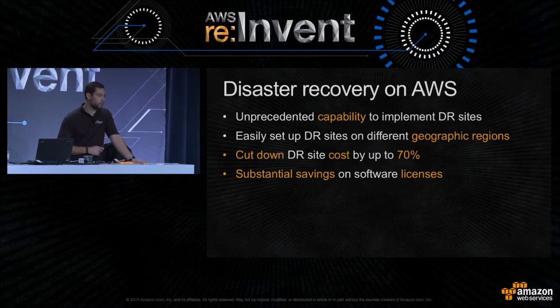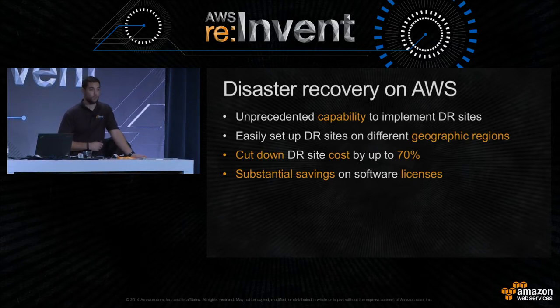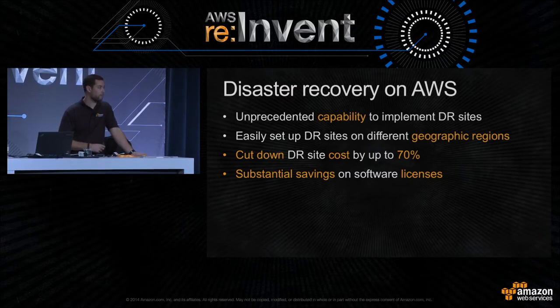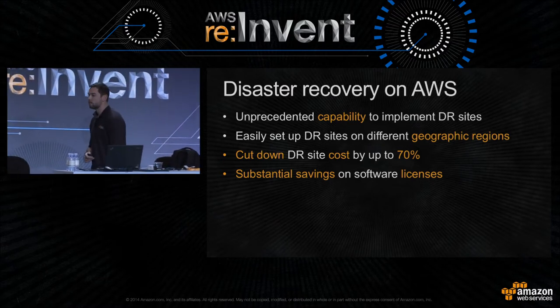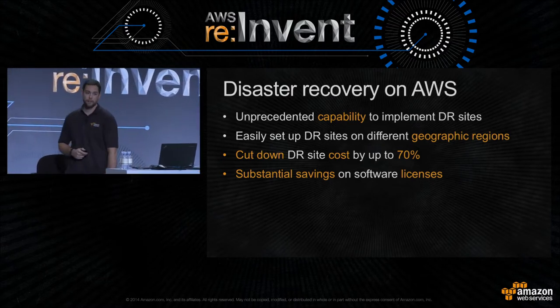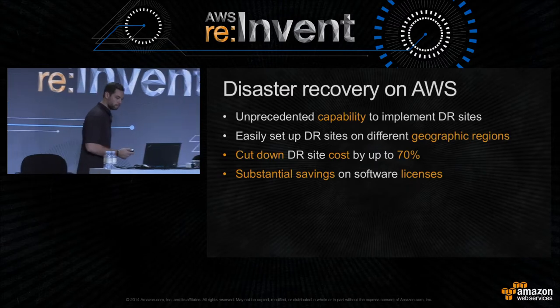So you can cut down on your DR costs, by up to 70%. If you think about the secondary site, we were doubling our costs from the primary site. Now you can scale that when you need it. You're obviously not paying for it 100% of the time, you're paying for it for 10% of the time, so there's substantial savings there. Software licensing as well: you're paying for those software licenses as you need them, not from when you actually buy them from that point forward.